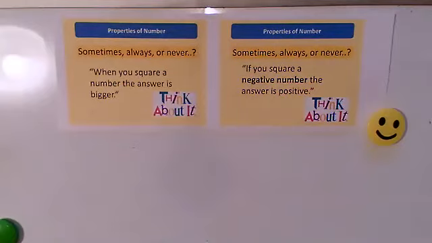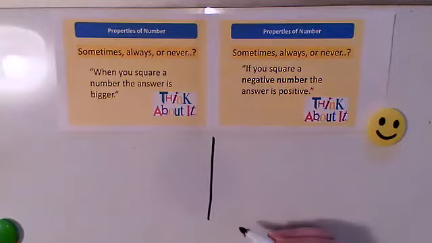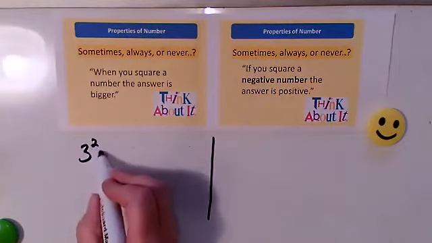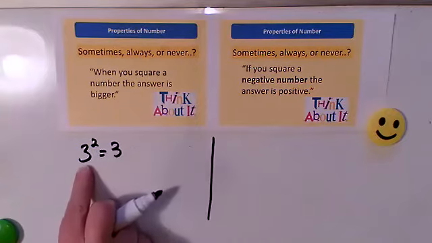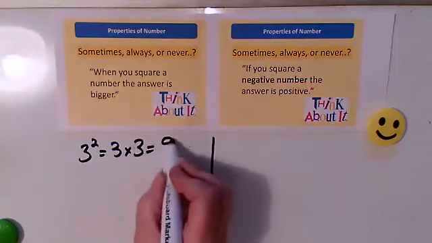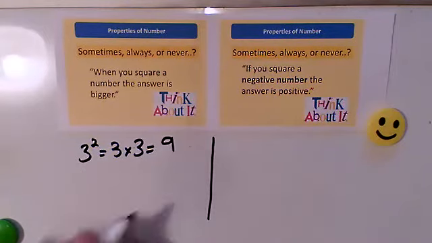I hope you've had a bit of time to think about some of these questions. So when you square a number, the answer is bigger. So let's just have a think. When I square a number, that means I take the number, this is called the base number, and I multiply it by itself. So, yep, 9 is bigger than the number I started with. 9 is bigger than 3.